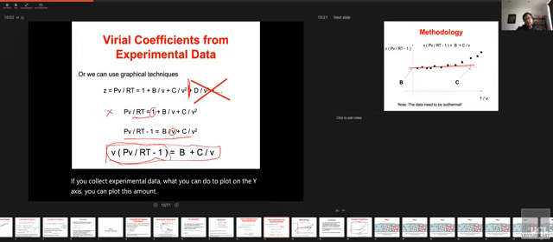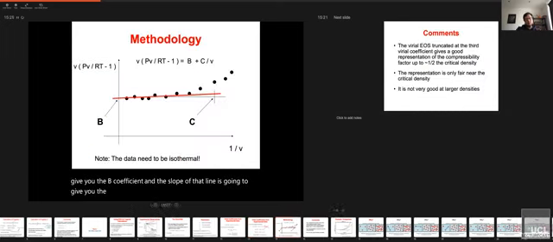And on the x-axis, you can plot 1 over V. So you can plot this amount on the left-hand side of the equation as a function of the molar density. And then what you will see is that you should have a line, and the intercept of that line with the y-axis is going to give you the B coefficient, and the slope of that line is going to give you the C coefficient. So this is how it looks like.